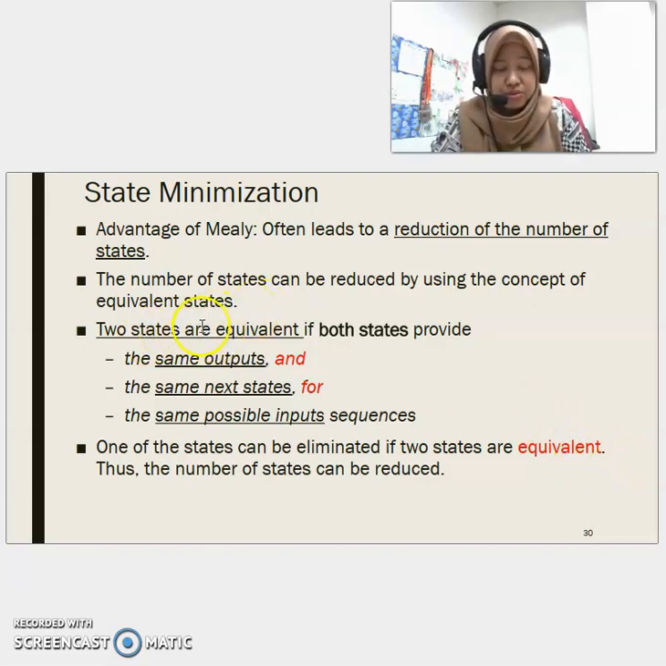Two or more states are equivalent if they have the same outputs and the same next states for the same possible input sequence. Sometimes this can be seen from the state diagram, but to be more exact, it can be seen from the truth table of the FSM. This is one of the advantages of the Mealy machine, where we can usually do this state minimization. The state minimization process leads to a smaller number of states. Alright, let's move on to the next one.